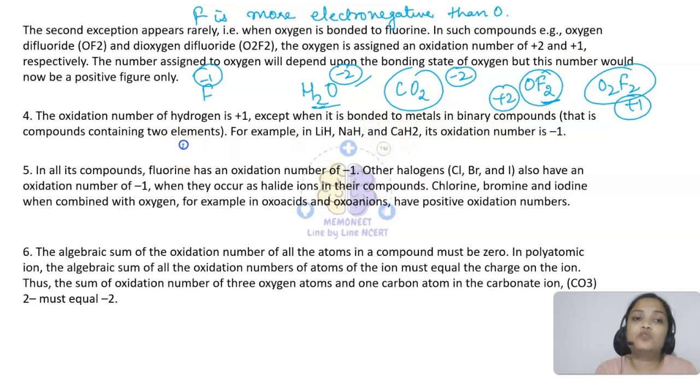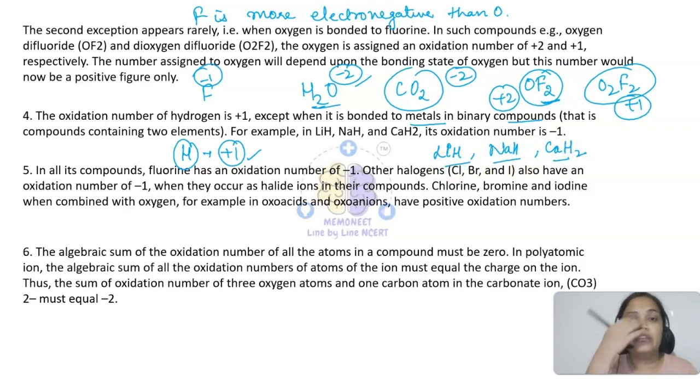Okay, now the same goes with hydrogen. Hydrogen always has an oxidation number of +1 in most cases, but if it is bonded to metals in binary compounds, let's say lithium hydride, sodium hydride or calcium hydride, in these compounds metals are more electropositive than hydrogen, or hydrogen is more electronegative. So in that case, the oxidation number for hydrogen would be -1 because it is more electronegative than the metal, and the metal will have a positive oxidation number.